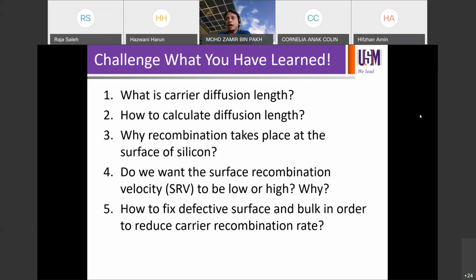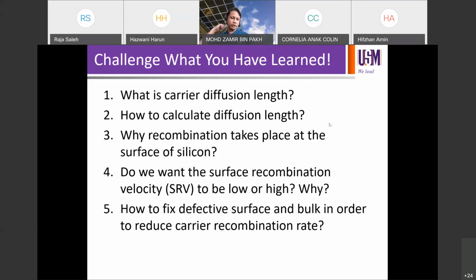So if you have a high SRV, that means the surface recombination is very high. On the other hand, if you have low SRV, the surface recombination is low, right? So that's how you tell whether a surface recombination is high or low by the SRV. High means bad, high recombination. Low SRV means okay or good, less recombination. Okay, so that's how we tell.